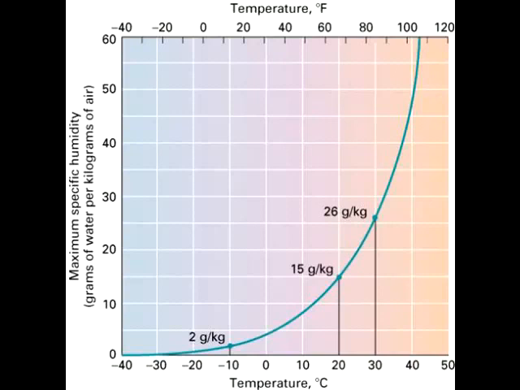You get 50% of relative humidity if 1 kilogram of air at negative 10 degrees Celsius contains 1 gram of water vapor, or if 1 kilogram of air at 20 degrees Celsius contains 7.5 gram of water vapor.